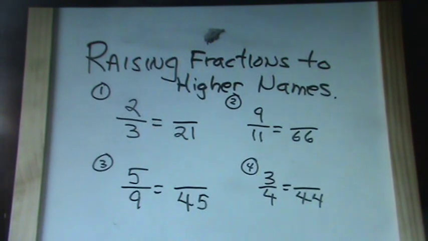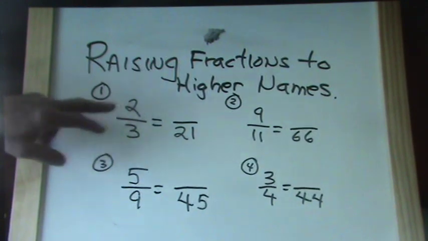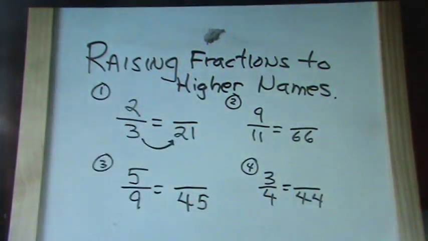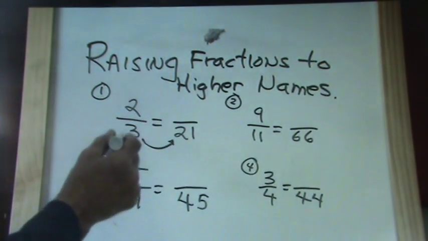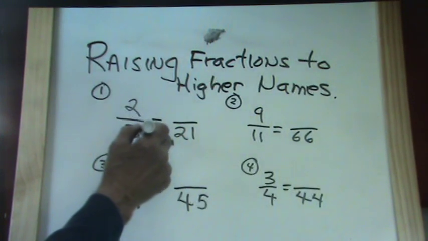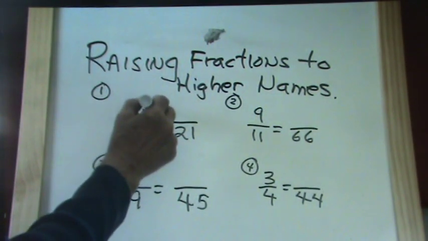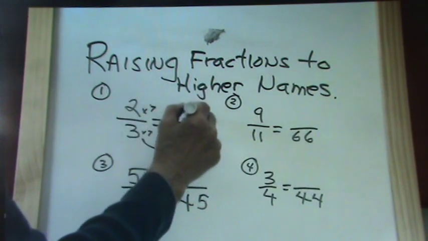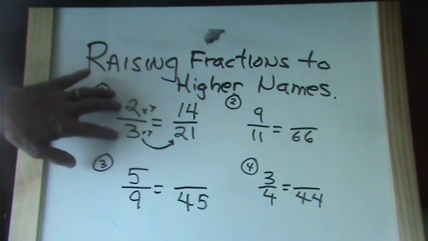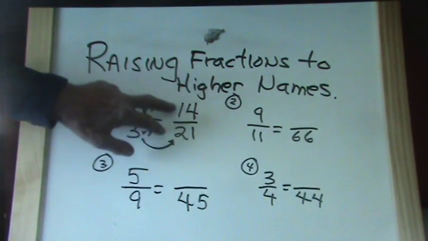Okay, well, let's take a look at the first one. 2/3, and we need to change it into a fraction whose denominator is 21. Well, 3 times what number gives me 21? Well, 3 times 7 will give me 21, so I have to multiply 2 times 7, which would give me 14. So when I change 2/3 into a fraction whose denominator is 21, it's 14 21sts.